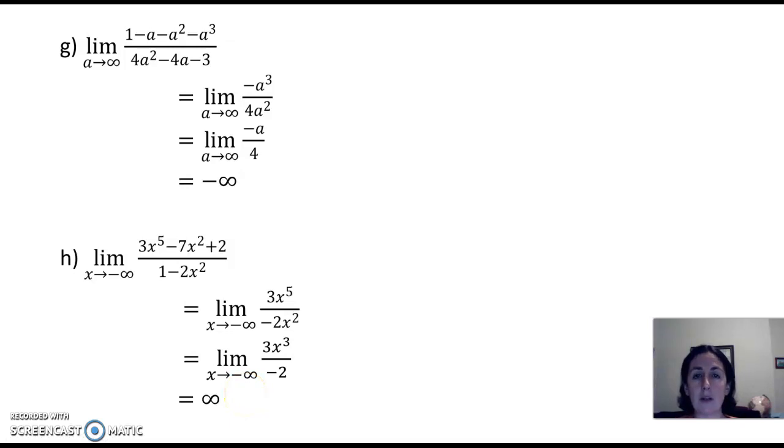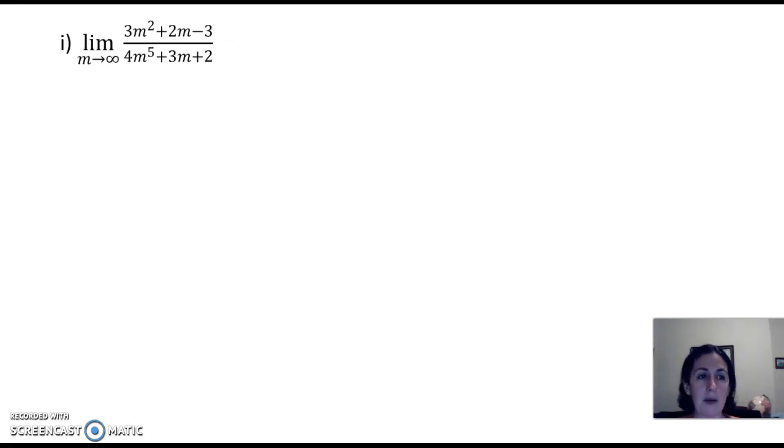What I want you to do here is pause. There are 3 more examples of limits at infinity that I want you to try on your own. And then I want you to hit play when you're done, and I will solve those for you in just a minute here, so you can see if you were able to do those last 3 examples correct on your own.